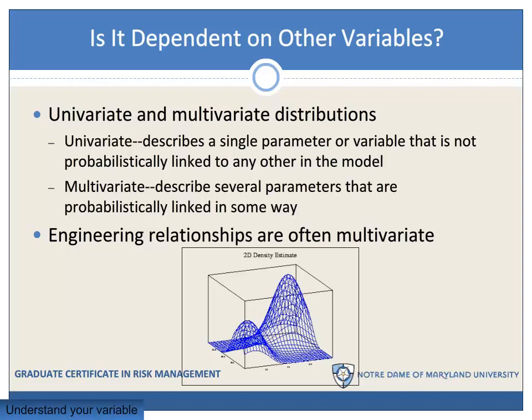Multivariate distributions describe several parameters that are probabilistically linked in some way. So in engineering and ecological relationships, we often find that they are multivariate. The temperature of water and the pH of water are closely related. So you wouldn't treat those as two separate variables if you had an ecological model. Interest rates and housing prices might be closely related. And if you were concerned with both of those in a risk assessment, you might have to deal with them in a multivariate way rather than a univariate way.